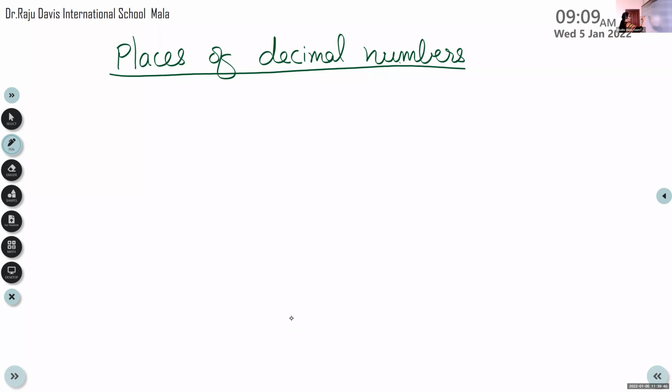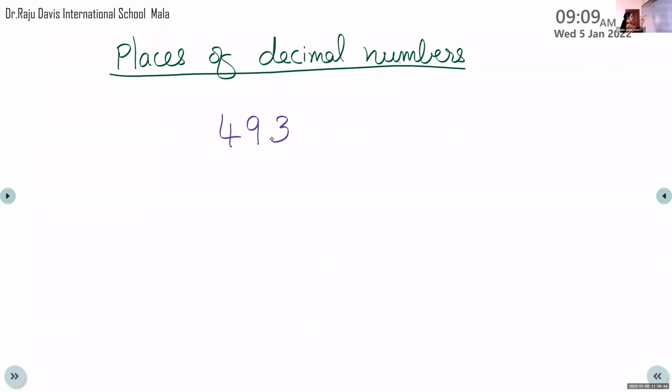Okay, see. 4, 9, 3, 5. How will you read it? No point is there. 4,935. Is this number a decimal number? No, it's not a decimal number. What is the reason? Because it does not have a decimal point.